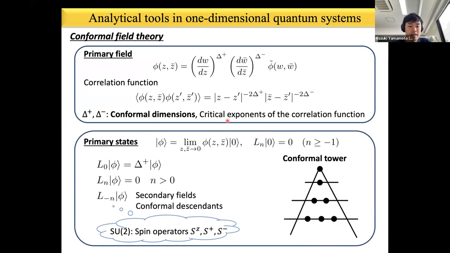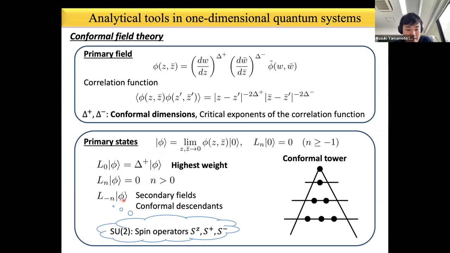And then by using these primary fields, we can construct the primary states. It is defined by this equation. And here, the state zero is defined as the eigenvector with the zero eigenvalues of L_n for n greater than or equal to minus one. And then for L_0, L_n, and L_minus n, we see that L_0 has the eigenvalue delta plus, which is called the highest weight. And when n is more than zero, it gives zero eigenvalues.